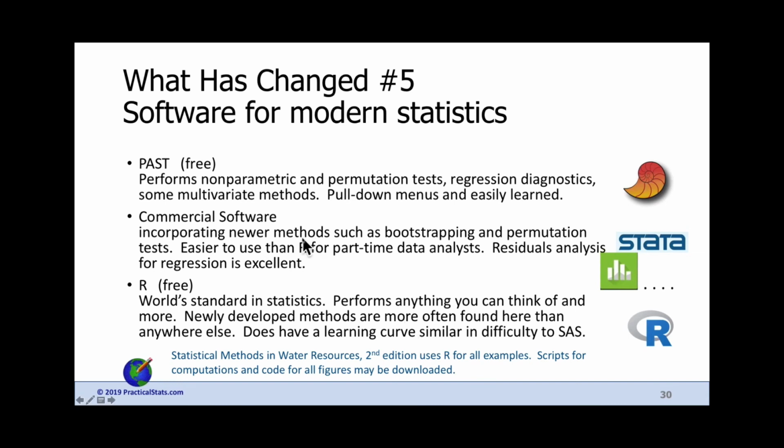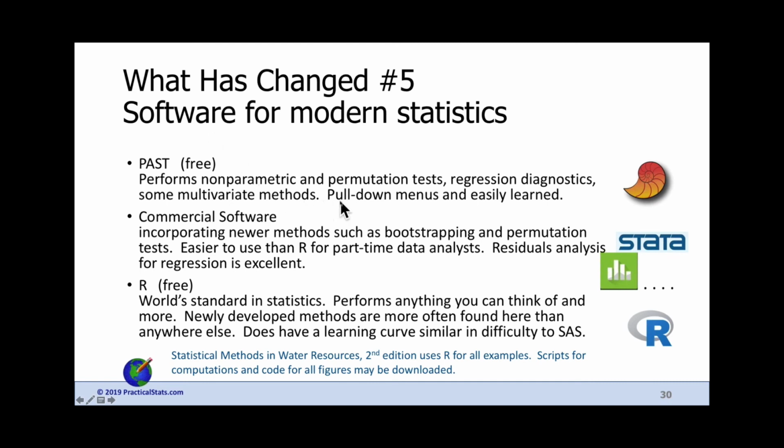One of the others might be commercial software. They're currently putting in a lot of these new methods, bootstrapping and permutation tests. Some of the software does have it, and that's something you should look for. If they're there, then the pull-down menu system is no harder to do those than it was for doing t-tests. And so you should look at some of the software packages and evaluate them for yourselves. These cost something. They save you a huge amount of time.